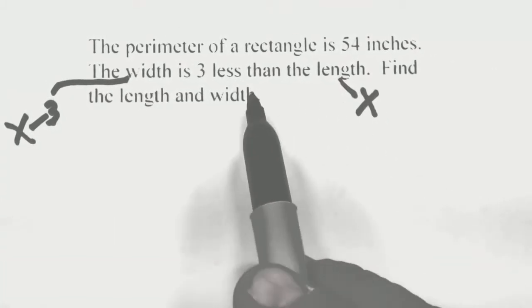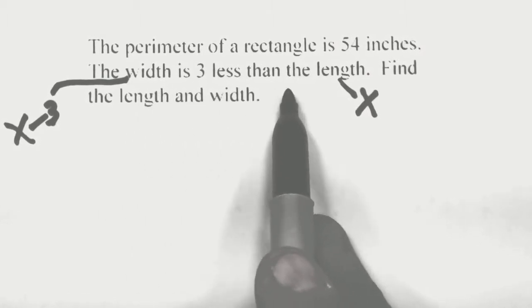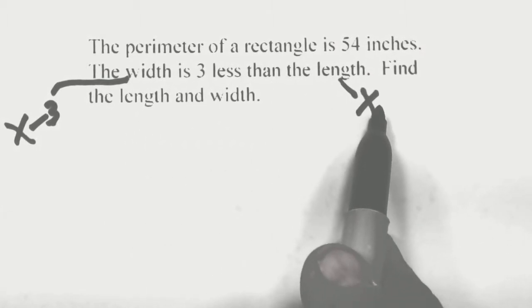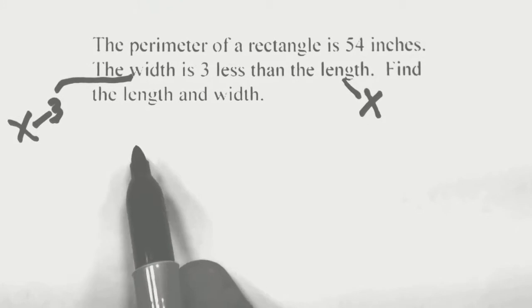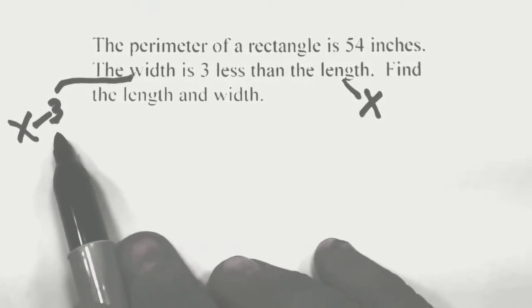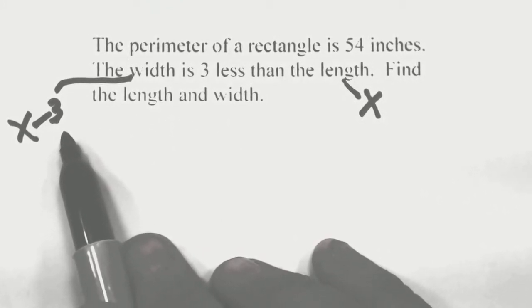So again, in these comparisons, we're comparing two things, width and length. Make the one at the end of the sentence your variable. The other one's easy since it's 3 less. That means x minus 3.